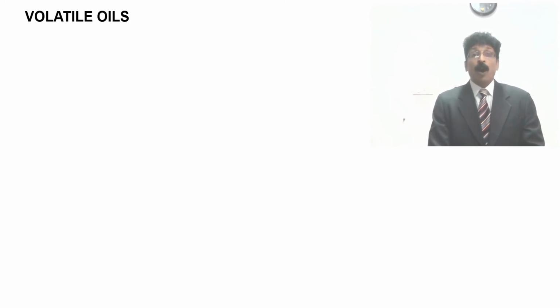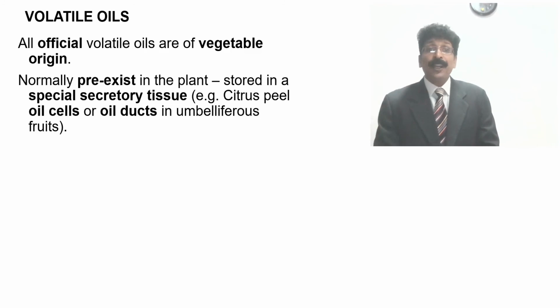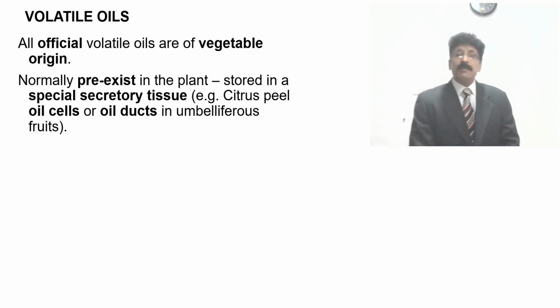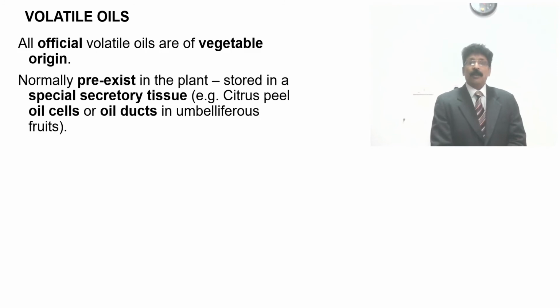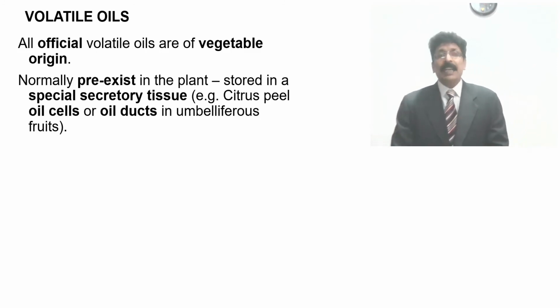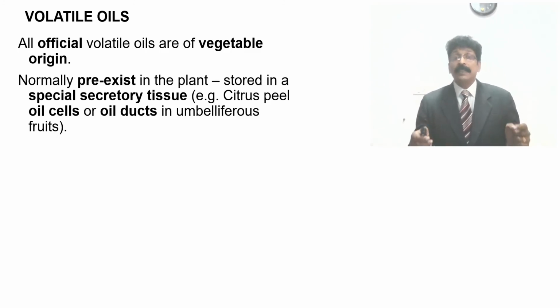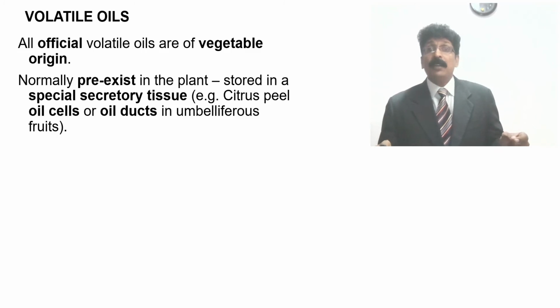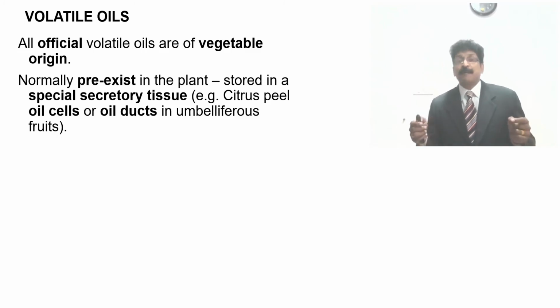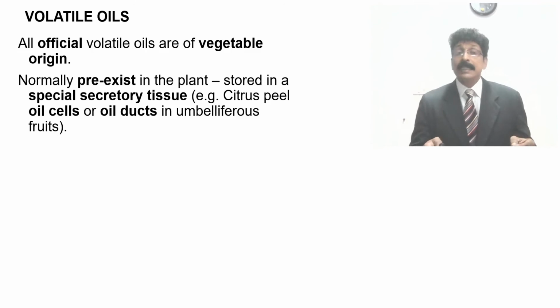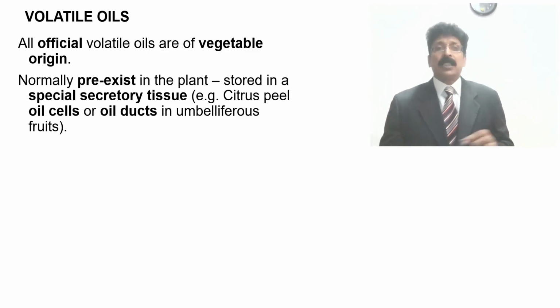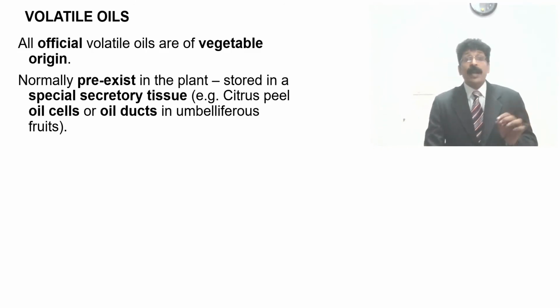Volatile oils as official oils are of vegetable origin. All official oils normally pre-exist in the plant, stored in special secretory tissues. For example, in citrus peel, the skin of the citrus fruits. We might have heard about hesperidin, the constituent present in the skin of citrus peels, orange peels, lemon peels. Or sometimes oil ducts will be there in Umbelliferaceae fruits.